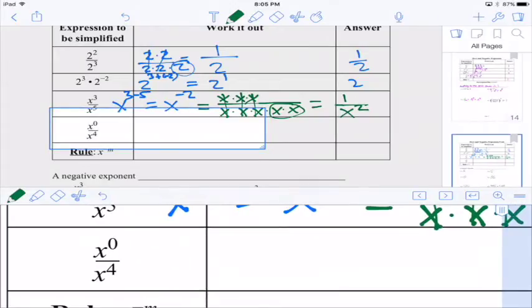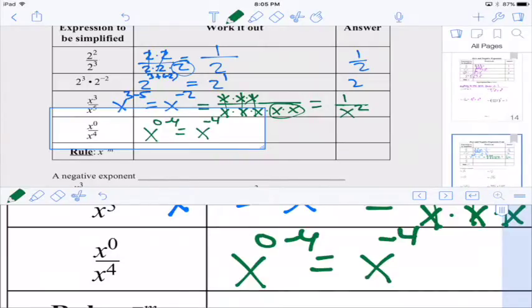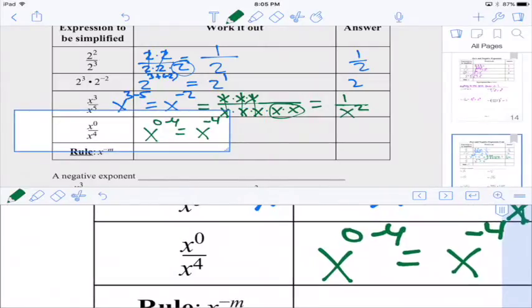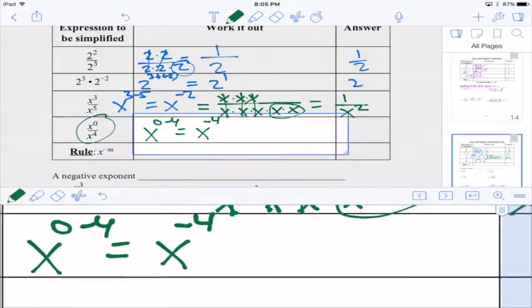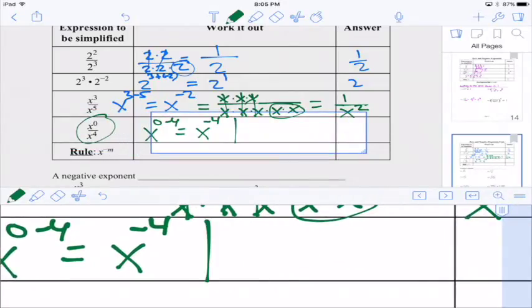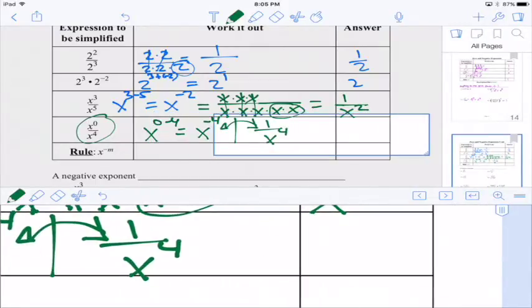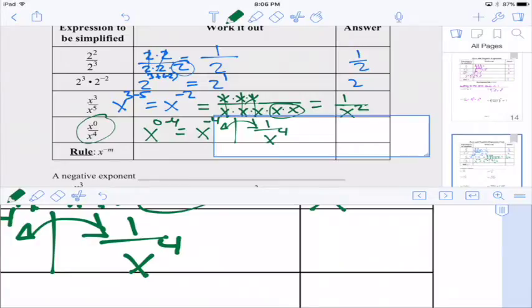Well, there we are again. If I do my quotient rule, I get x to the 0 minus 4 equals x to the negative 4. Or I could use what I just learned about the 0 exponent. Anything to the 0th power is 1, so 1 over x to the 4th. See how these are equivalent? Well, I would like to write things with positive exponents, so 1 over x to the 4th is going to be my answer.